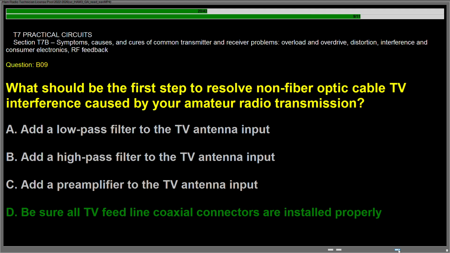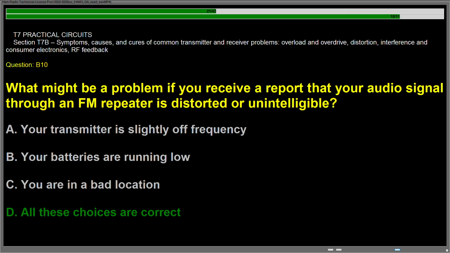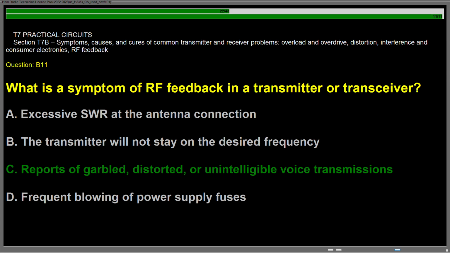Question Bravo 09, what should be the first step to resolve non-fiber optic cable TV interference caused by your amateur radio transmission? Answer is D, be sure all TV feed line coaxial connectors are installed properly. Question Bravo 10, what might be a problem if you receive a report that your audio signal through an FM repeater is distorted or unintelligible? Answer is D, all these choices are correct.